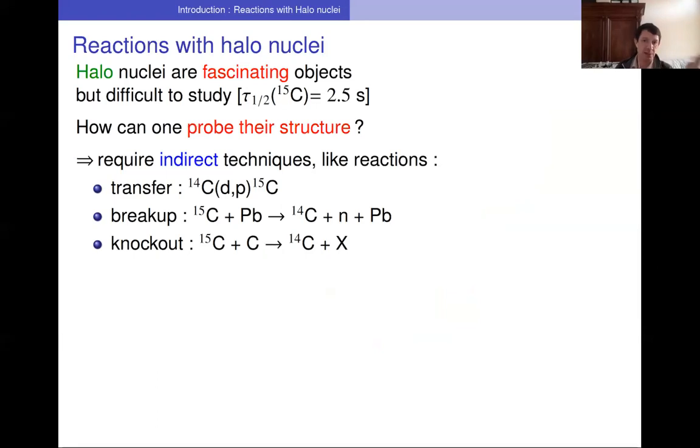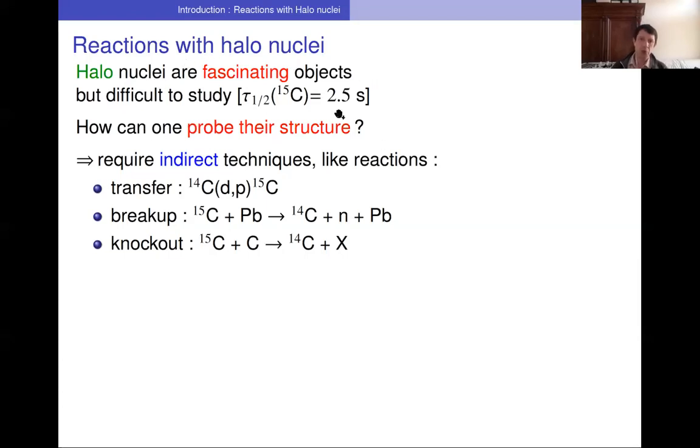The problem is because they are far from stability, they are short-lived. So for example, carbon-15 has a half-life of 2.5 seconds. It's not unrealistic to perform an experiment with that. It's not such a short half-life, but still it's not something you could easily perform, make a target out of them, and then do electron scattering, for example, to get the charge distribution. That's not something you can do.